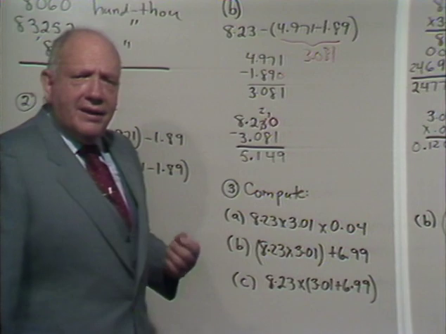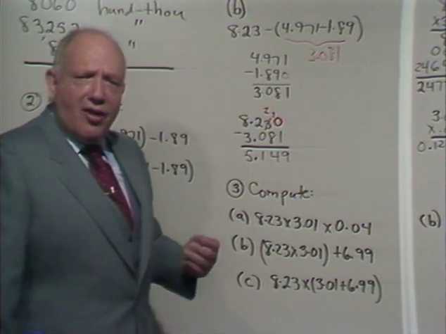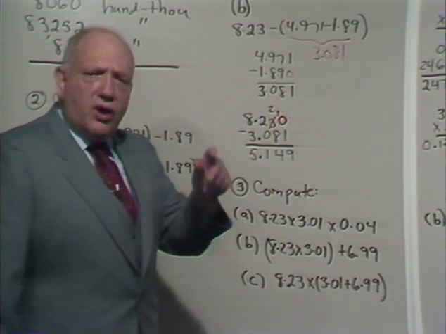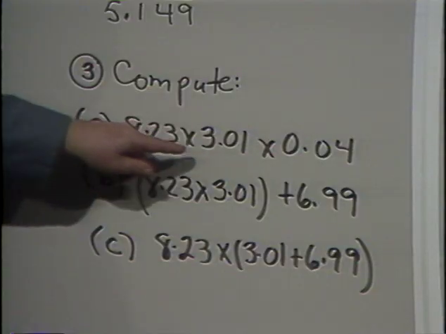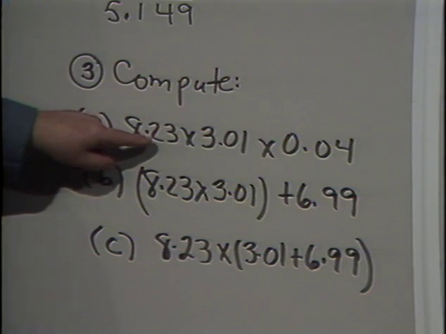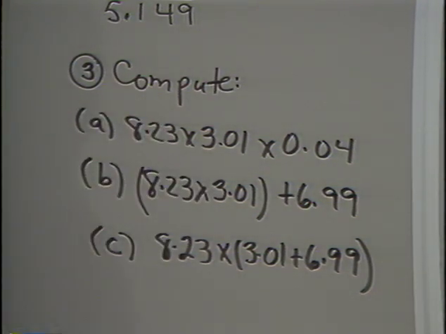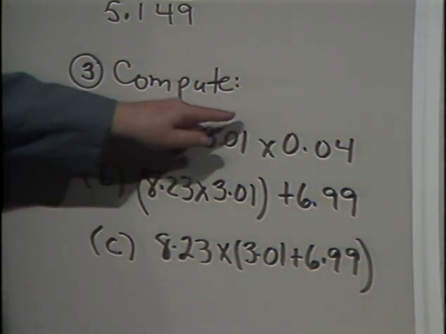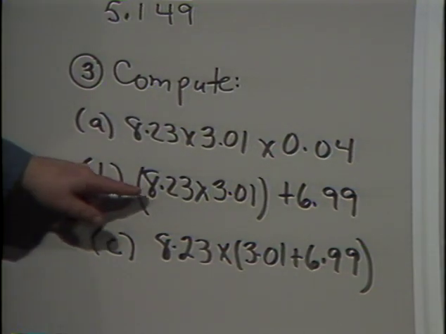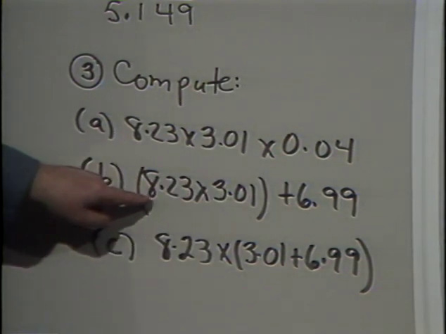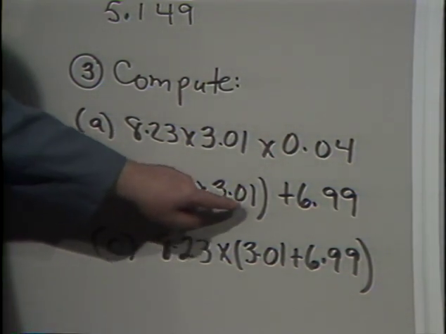And which 2 do you multiply first? It doesn't matter, because multiplication is associative. You can group them any way you want. Commutative, you can change the order any way you want. And so when we do this problem, one way to do it is I could take the 8.23, multiply that by 3.01, then whatever answer I get, I multiply that by 0.04. All right?